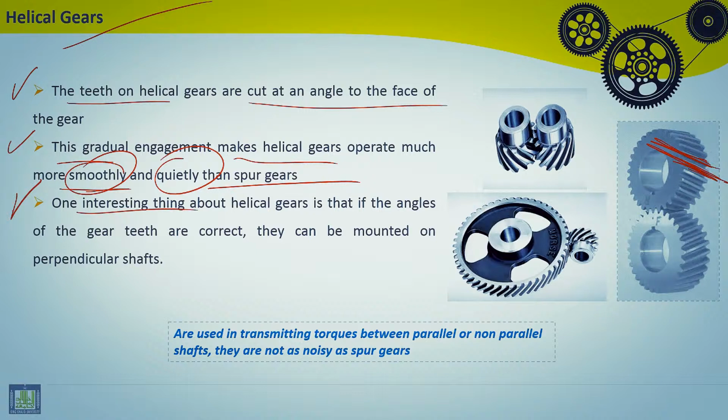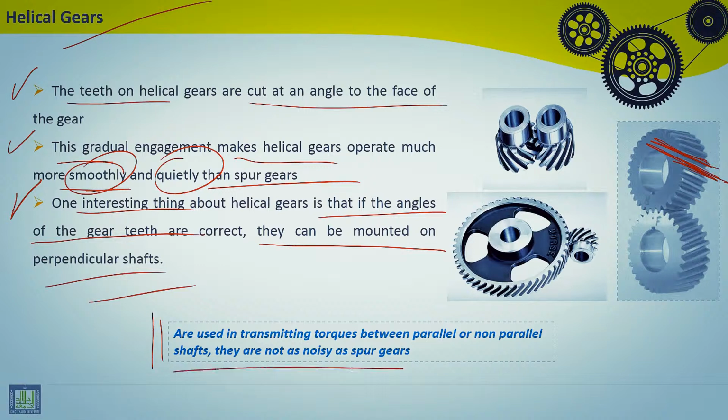One interesting thing about helical gears is that if the angles of the gear teeth are correct, they can be mounted on perpendicular shafts. So helical gears are used in transmitting torques between parallel and non-parallel shafts. They are not as noisy as spur gears.